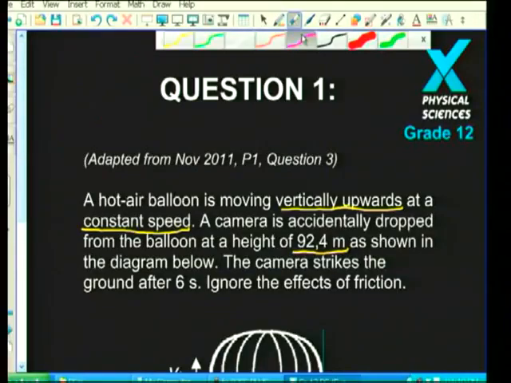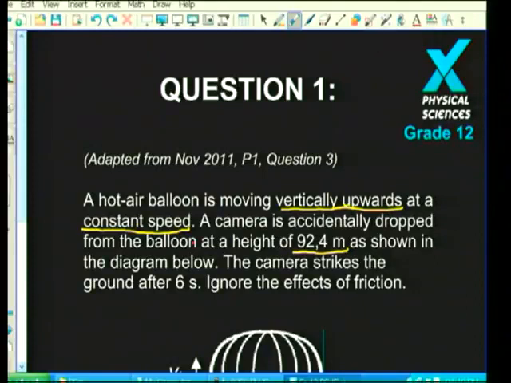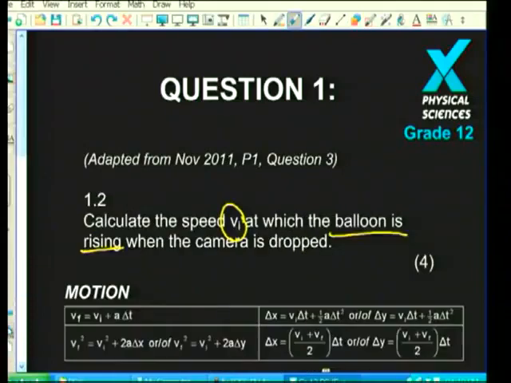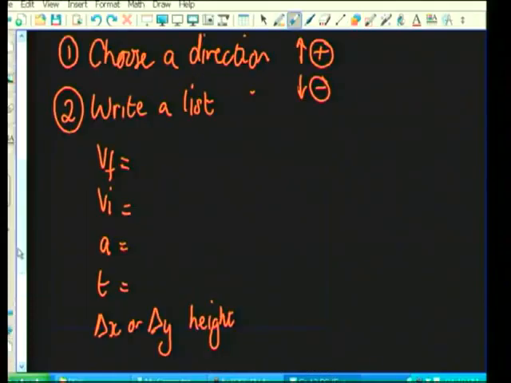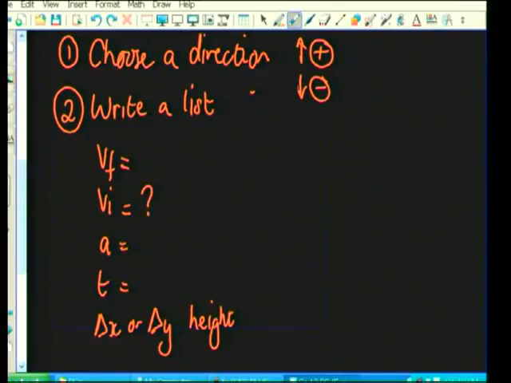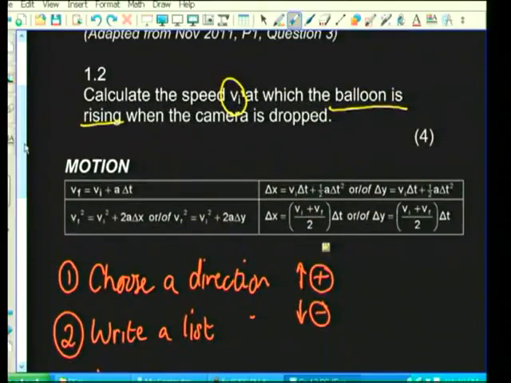Let's go back and see what the question told us, and we have the camera is accidentally dropped from the balloon at a height of that. So this is the height that the camera is going to fall from, and they tell us that it strikes the ground after 6 seconds. Let's go back and find our list and write in that information. So final velocity I don't have. Initial velocity, that's what I'm trying to find. So I'm going to put a question mark there. They're asking me in this question the speed, the initial speed at which the balloon was rising, and so therefore the camera has as well.